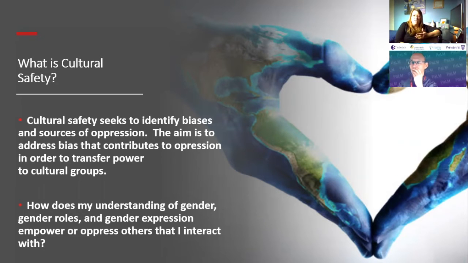So when looking at culturally safe care for trans people, it's really important to think about the social and cultural narratives that shape our understanding about gender roles, and gender expression, and what that means and how our preconceived notions about these things can potentially create barriers to effective relationship building with trans people. So cultural safety is really about addressing these barriers and transferring the power back to cultural groups, which really facilitates truly meaningful relationships that are the foundation of appropriate and safe care.